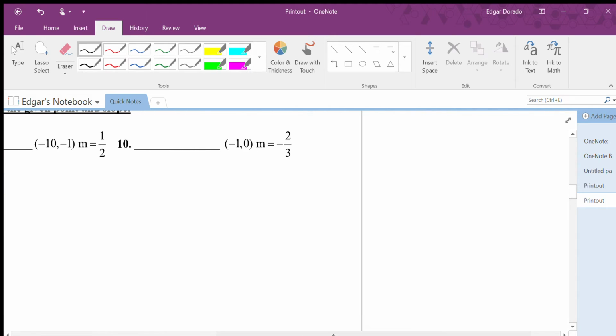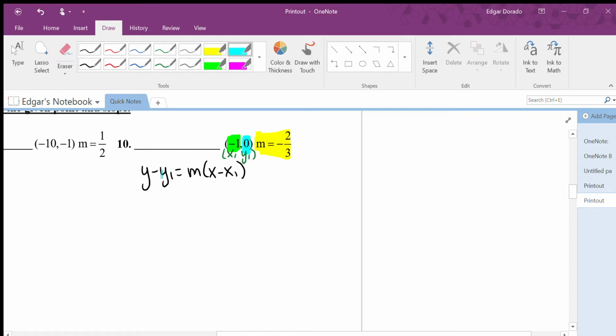So once again, I'm going to skip number 9 and go straight to number 10. Let's go ahead and do that one, and then you guys will. So once again, I want to write it in y minus y1 equals m times x minus x1. That is called point slope. My x1, y1 are negative 1 and 0. And then my m is negative 2/3. So my m, my x1, and my y1.